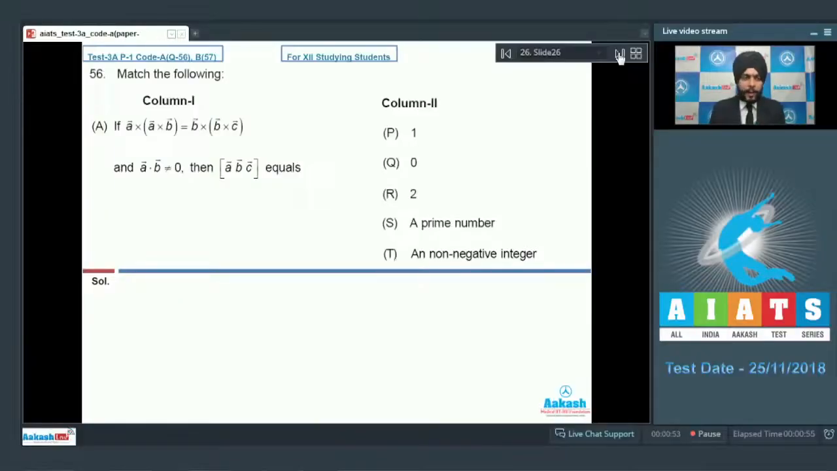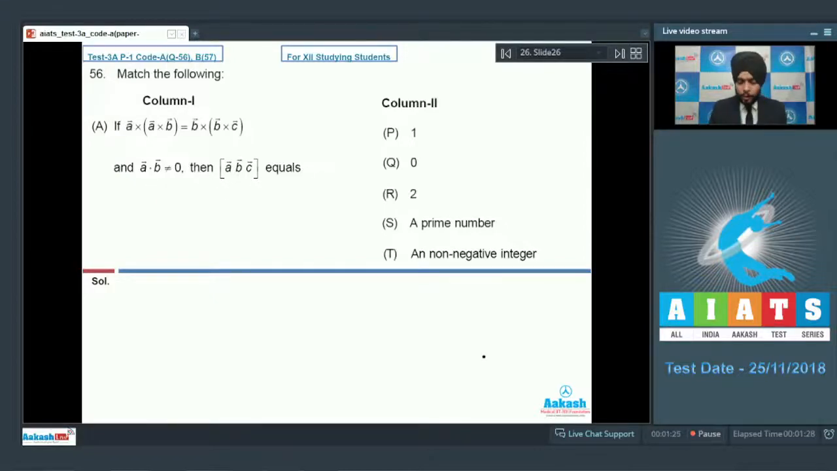Okay, so next up we have question number 56. Match the following. We have 4 options on the left side in column 1, A, B, C, D, and we have 5 options on the right hand side, P, Q, R, S, T in column 2. So starting with A part, if A cross B is equal to B cross C, and A dot B is not equal to 0, that means A and B are not perpendicular, what is the value of scalar triple product of ABC?